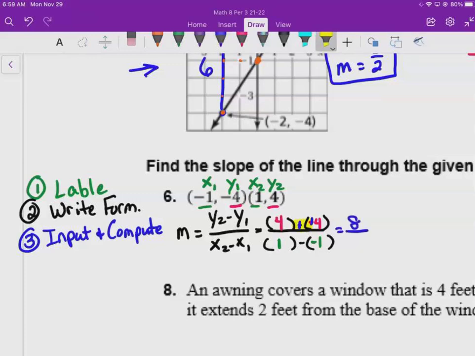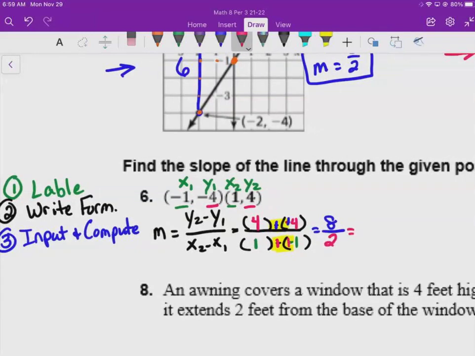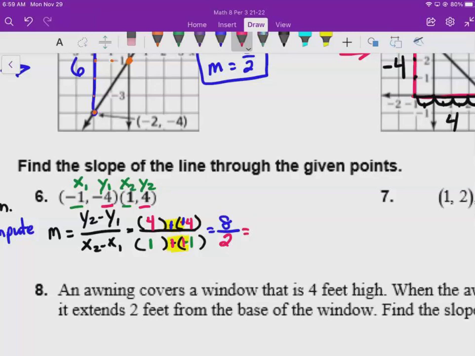And I have the same thing on the bottom, minus a negative. So remember, minus a negative is plus a positive. So 8 over 2, and that reduces to, divide top and bottom by 2, and you get m equals 4.